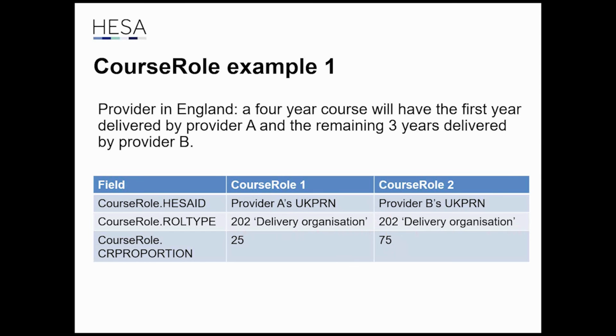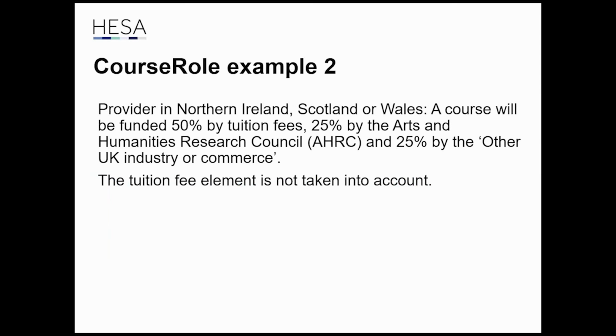A quick example then for providers in Northern Ireland, Scotland and Wales. As I've said, what we're interested in here is who's funding the course, where's the money coming from. So an example where 50% is funded by tuition fees and the remainder is split equally between two other sources. The key with recording the funders here is that the tuition fee element is not taken into account. So we're just recording the funding that comes from another organisation rather than through tuition fees.